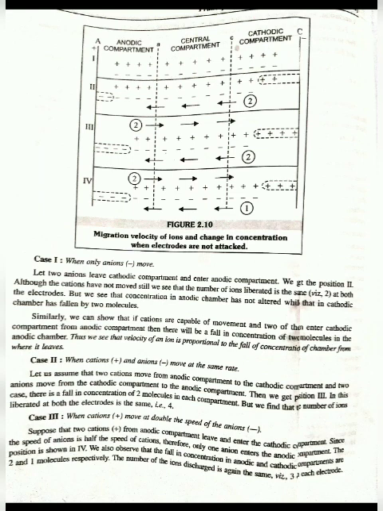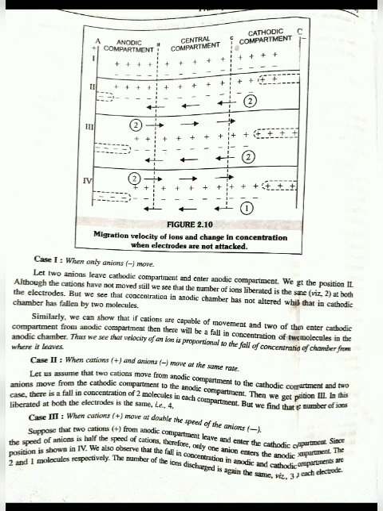Case second, when cations and anions move at the same rate. Let us assume that 2 cations move from the anodic compartment to the cathodic compartment and 2 anions move from the cathodic compartment to the anodic compartment, when we get position third. In this case, there is a fall in concentration of 2 molecules in each compartment, but we find that the number of ions liberated at both the electrodes is the same, that is 4.